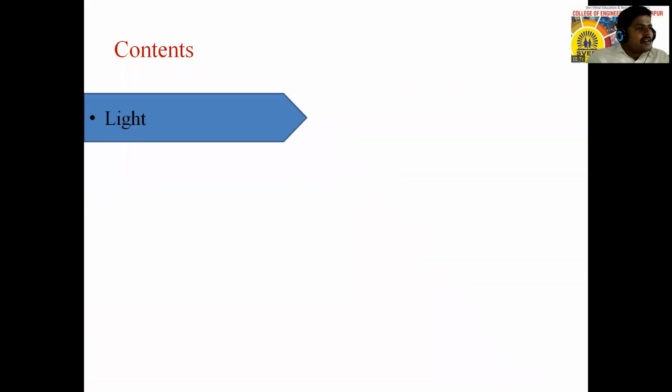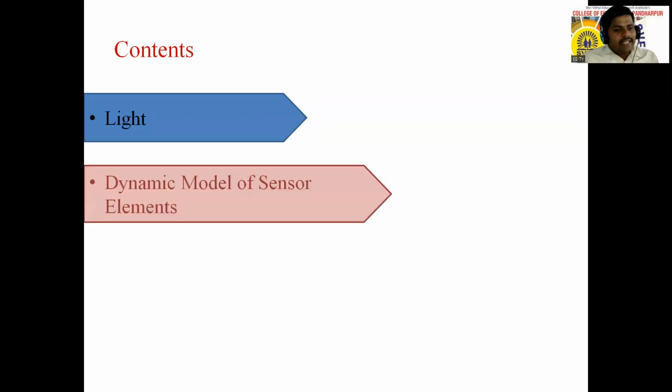Next one, we want to discuss the light phenomenon. Do you know that there is scattering of light, incident light, refracted light, you people already studied in physics, light phenomenon. And the last point is the dynamic model of sensor elements. So these are the unit contents of this second unit, physical principle of sensing element. In that we want to understand all the above points.